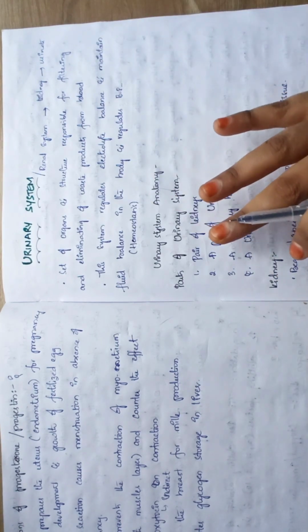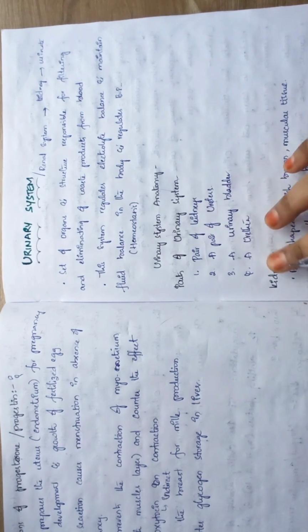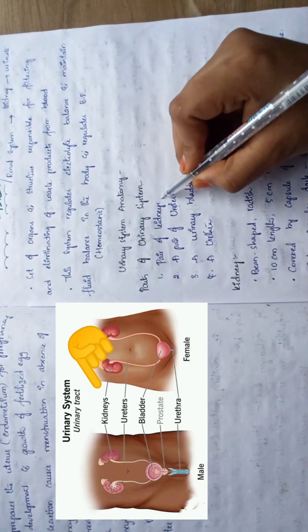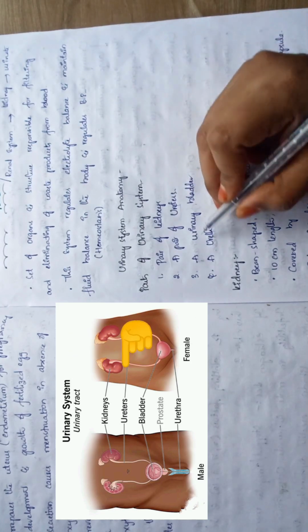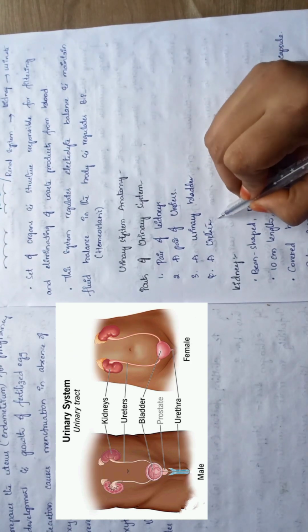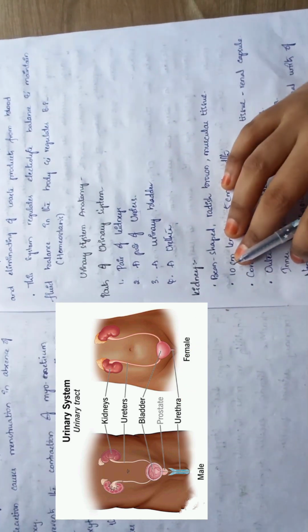What are the organs included in the urinary system? Urinary system parts, what are they? A pair of kidneys, a pair of ureters, a urinary bladder and a urethra. These are four, and let's read about each one.